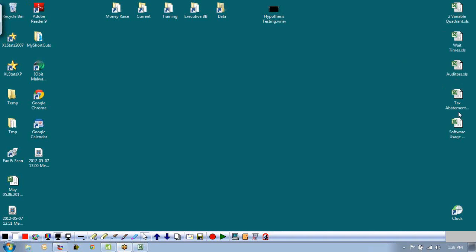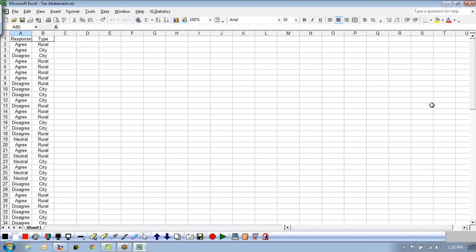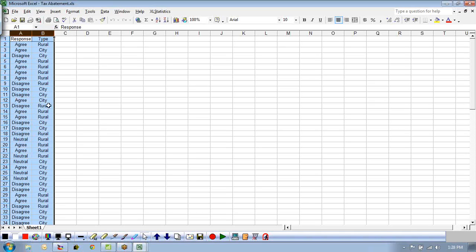Okay, so this is found in tax statement, and it's the example that is given on slide 166 in your book. So let's go ahead and do this. If we pick the response as response and the type as type, that's our city, right? Our response is agree, disagree, or neutral, and our type is either city or rural.